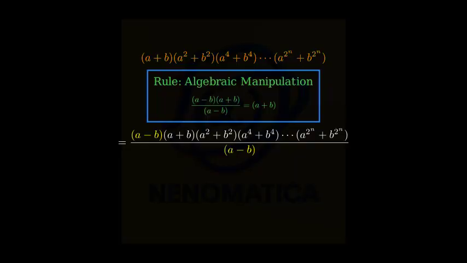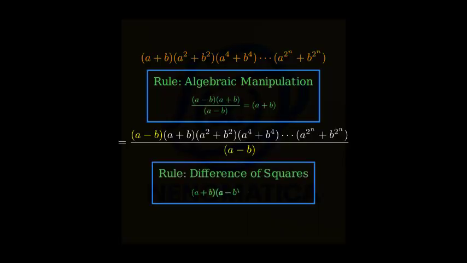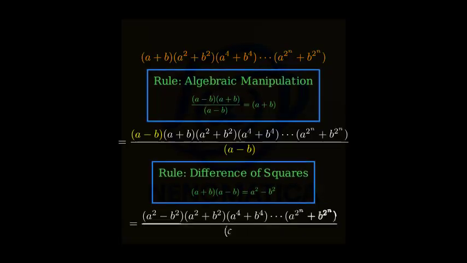Next, let's use the difference of squares identity on the first term. We know that a² − b² equals (a + b)(a − b). So (a + b)(a − b) equals a² − b². This gives us (a² − b²)(a² + b²)(a⁴ + b⁴), and so on, all divided by (a − b).